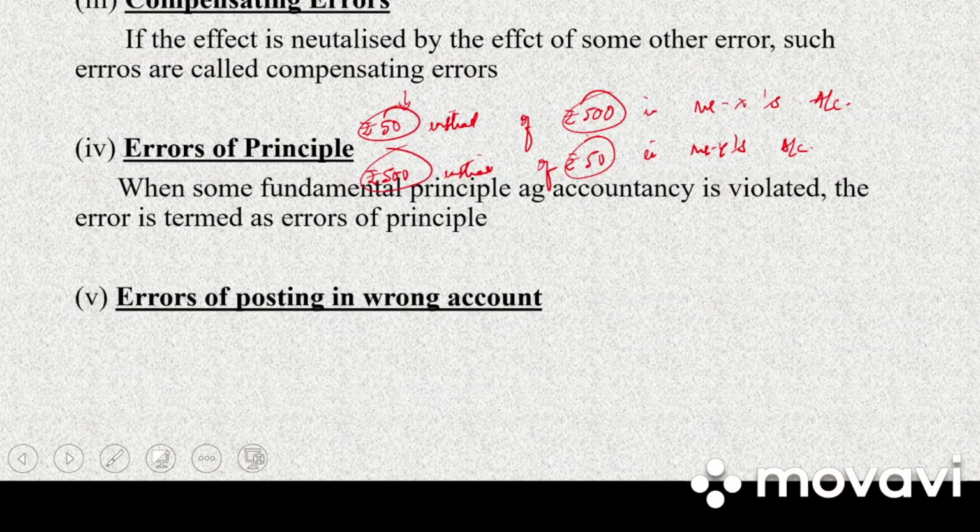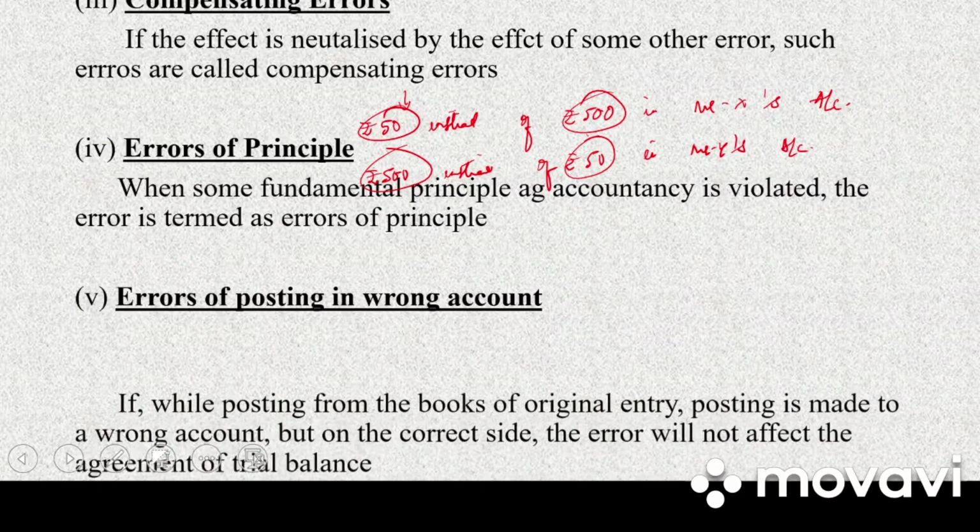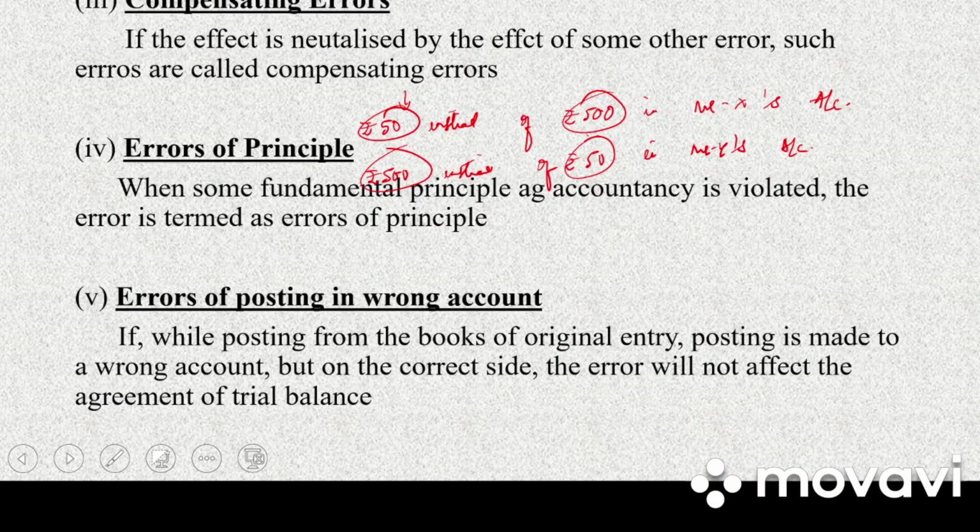Last we have errors of posting in wrong account. If while posting from the books of original entry, posting is made in wrong account but on the correct side, the error will not affect the trial balance. Say for example, instead of posting to Mr. X's account, you have posted to Mr. Y's account. But the amount whatever you have posted and the side whichever you have to post is correct. In such a case, trial balance will tally. Clear? So these are the types of errors.